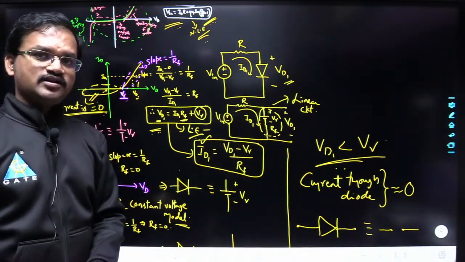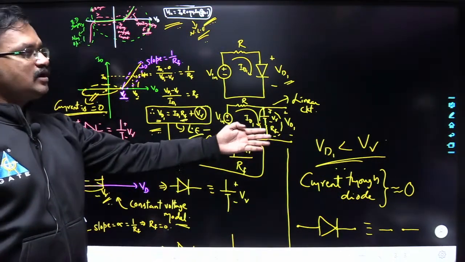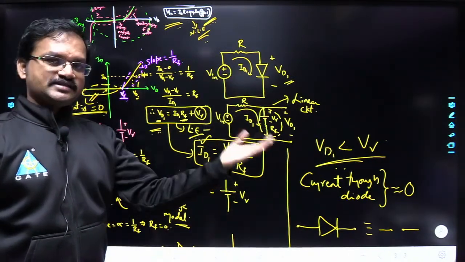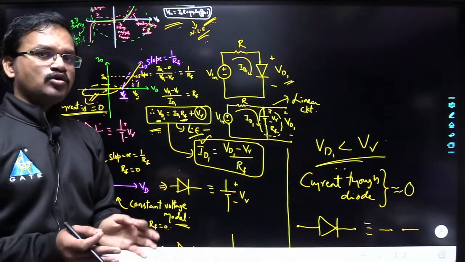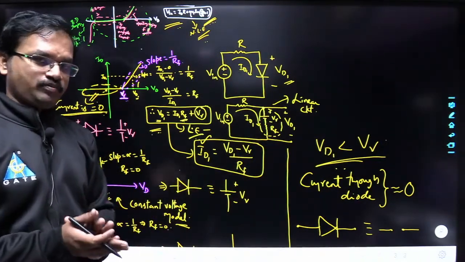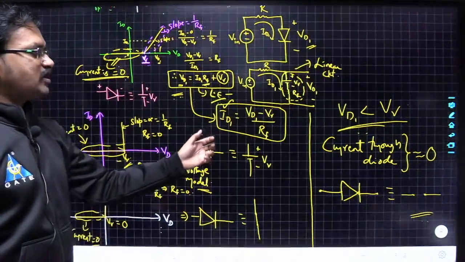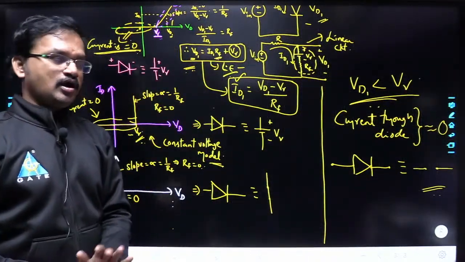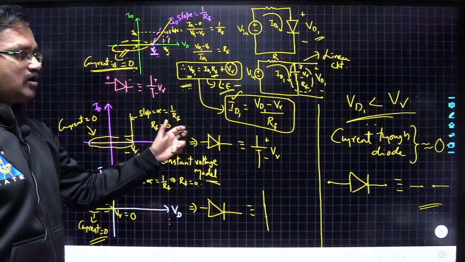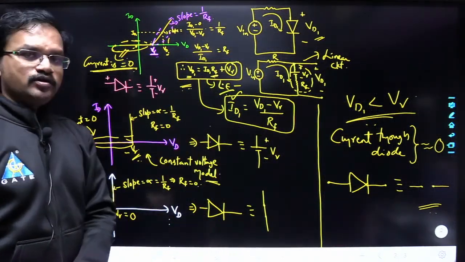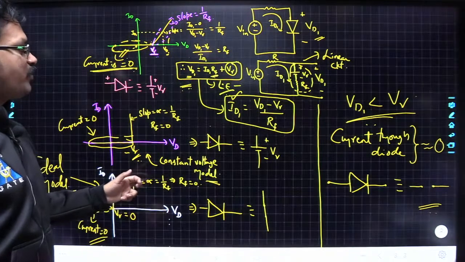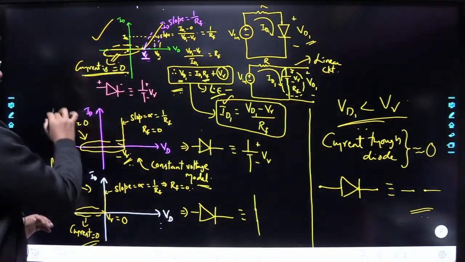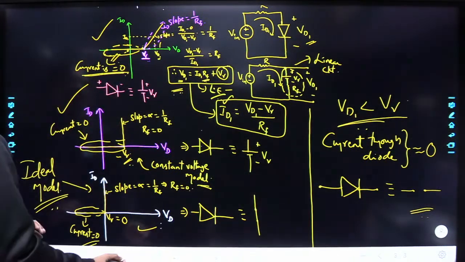Whether we analyze through these approximate models or through the exact analysis, the results are almost the same. So that's why we always prefer these simple procedures to analyze diode circuits. Whenever the diode is operating in the forward bias region, you can follow either this model or this model or this model. Yes or no? Okay.